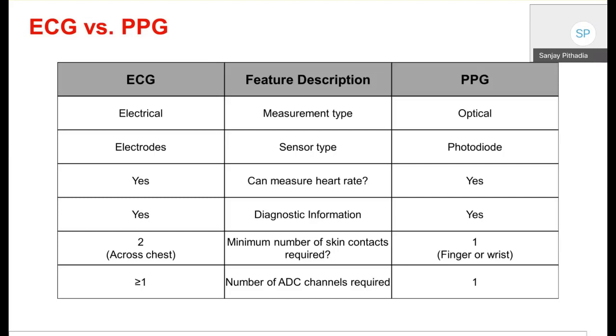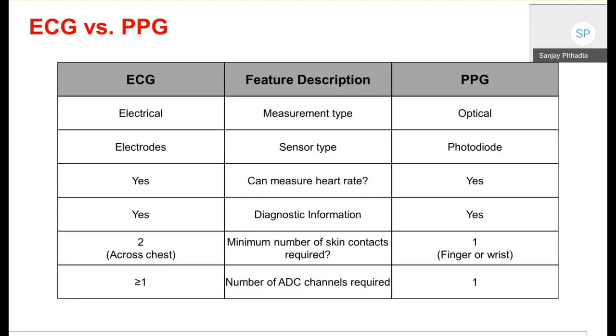The minimum number of skin contacts required for ECG is 2, and it has to be across the heart. Typically, it is across the chest, but it can also be measured from one hand to the other hand. But it should complete the path through the heart.